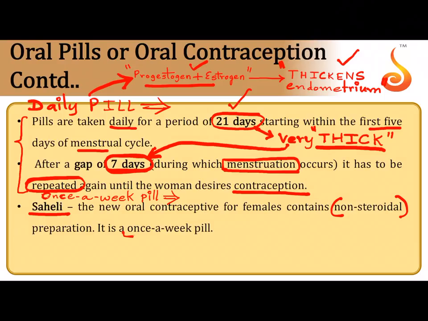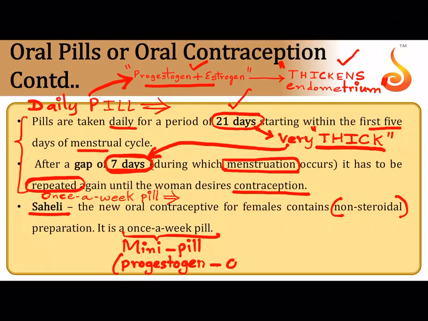Now how come this is taken once in a week? Because Saheli is a mini pill. When I say mini pill, it is progestogen only. It is not a combination of progestogen and estrogen. When there is no combination of progestogen and estrogen, what will not thicken? The endometrium will not thicken. It will remain thin. That's why this doesn't have to be taken every day, and there's no need to give a break. It is taken once in a week. It's called the once a week pill.